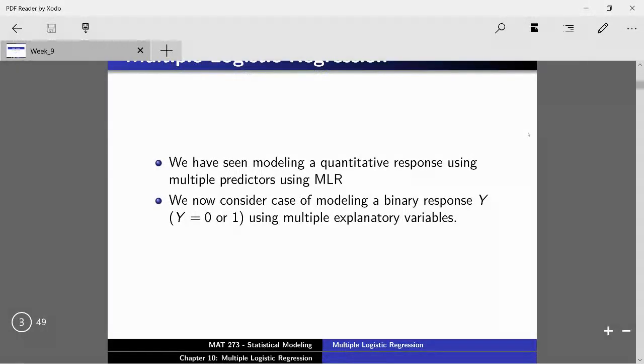So as a brief recap, we are familiar with how to model a quantitative response using several predictors using an approach such as multiple linear regression. But now again, we're considering this case where our response variable y is a binary or categorical response, where specifically we code it as y being equal to 0 or 1. And we're going to model this using several predictor variables.